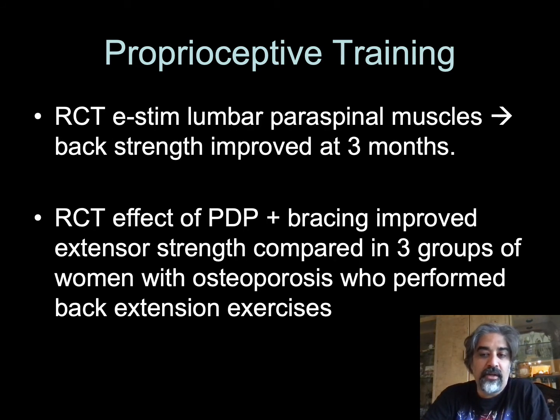So in a controlled, randomized trial using electrical stimulation to the lumbar paraspinal muscles, back muscle strength improved extensively at 3 months. And then there was a randomized controlled trial looking at the effect of such a program plus bracing, and this improved extensor strength compared to 3 groups of women with osteoporosis who performed just back extension exercises.